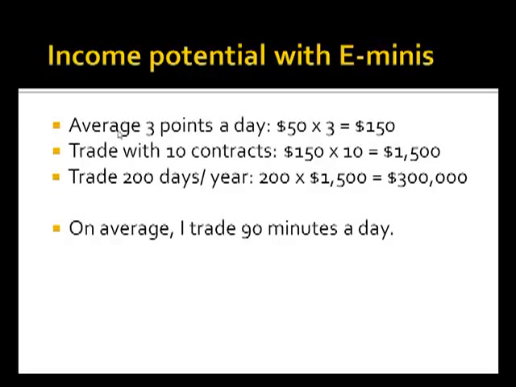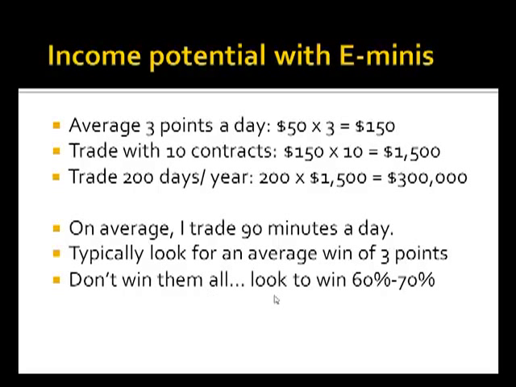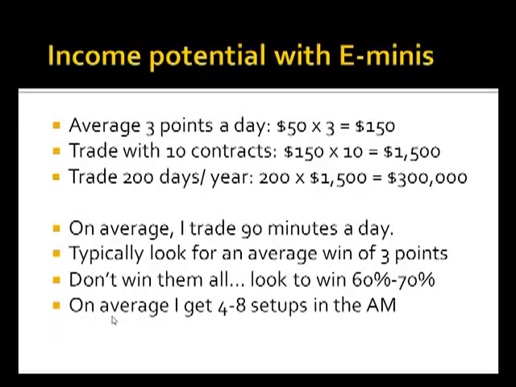Let me give you an idea of my trading plan and how we approach the market. On average, I trade for about 90 minutes a day. All right, typically from market open around 9:30 to about 11 o'clock or 11:30. And typically I look for an average win. So every time I take a trade, I'm looking for a profit potential of around 3 points. Now, I don't win them all. I look to win anywhere from 60 to 70%. And I'll tell you, I actually control my losses to be a lot smaller than my winners. All right. And on average, we get 4 to 8 setups in the morning session alone.